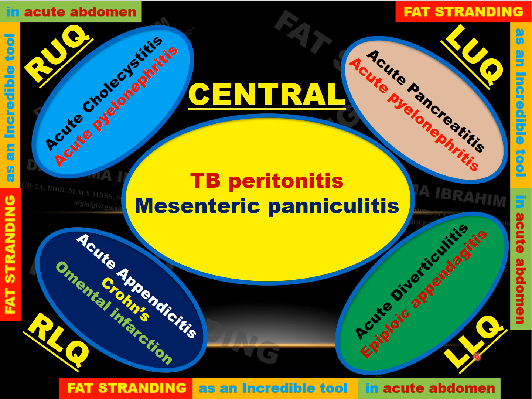If the fat stranding is in the left lower quadrant, acute diverticulitis and epiploic appendagitis are considered the most common differential diagnoses. Acute appendicitis, Crohn's, and omental infarction most likely occur in the right lower quadrant as a cause of fat stranding. If the fat stranding is in the center of the abdomen, TB peritonitis and mesenteric panniculitis can be considered as a differential diagnosis.